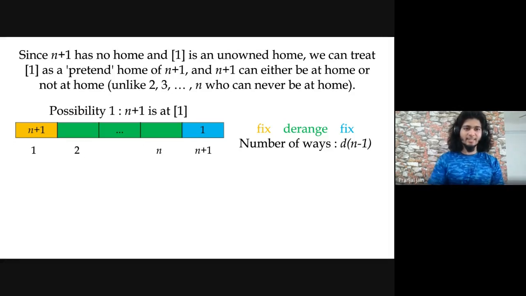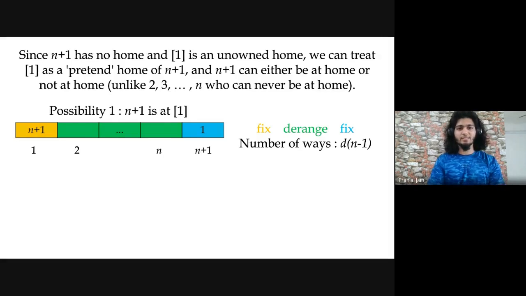And now we can say that these green elements are getting deranged, because each element has a home, each home has an element, and each element has exactly one home. So this is actually a derangement. And you have n minus 1 elements over here: 2, 3, and so on till n. That gives you n minus 1 elements. So the number of ways of moving these around is D of n minus 1.